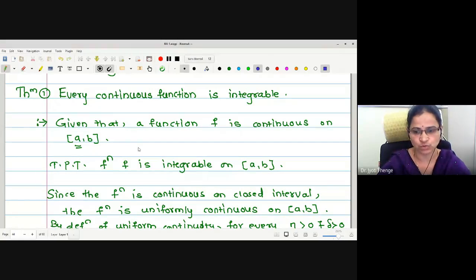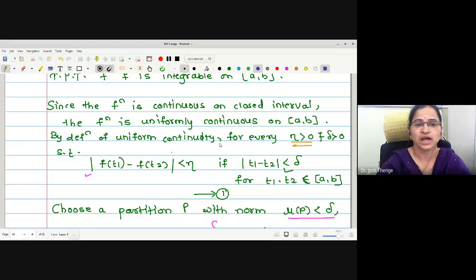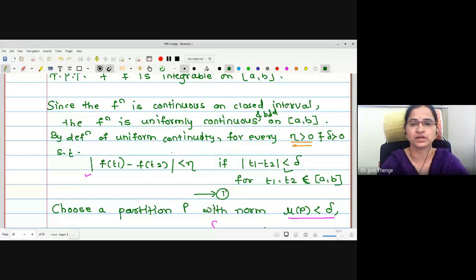Actually, these theorems are going to help us check whether a function is integrable or not. In order to prove that a continuous function is integrable, we have made use of the fact that a continuous function on a closed interval is uniformly continuous. I forgot to write one more point here. A continuous function on a closed interval is also bounded, because here we have to mention boundedness, no? And bounded on the closed interval [a,b].